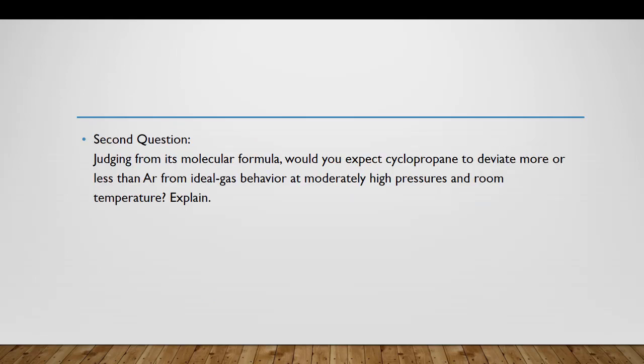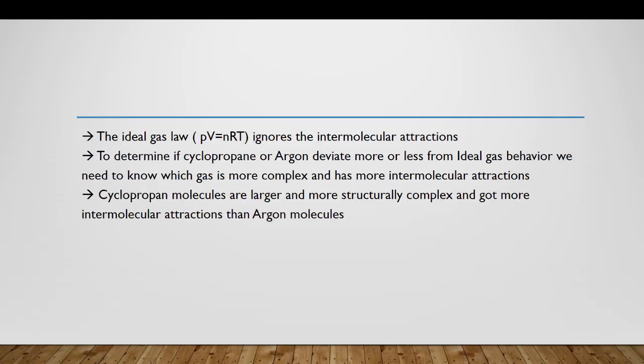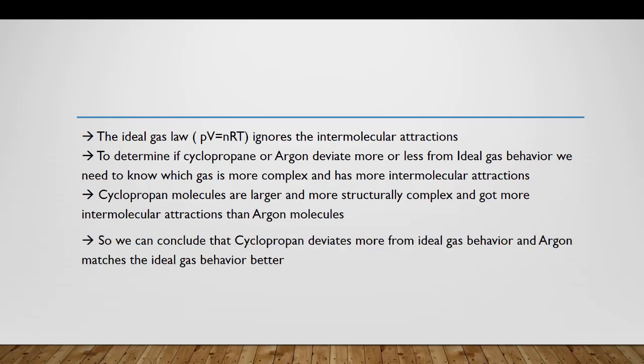The second question: judging from its molecular formula, would you expect cyclopropane to deviate more or less than argon from ideal gas behavior at moderately high pressures and room temperature? Explain. We can answer this question by looking at the ideal gas law, and the ideal gas law ignores all intermolecular attractions. So to determine if cyclopropane or argon deviates more or less from the ideal gas behavior, we need to know which gas is more complex and has more intermolecular attractions. Cyclopropane molecules are larger and more structurally complex and have more intermolecular attractions than argon, and that's why cyclopropane deviates more from ideal gas behavior and argon matches the ideal gas behavior better.